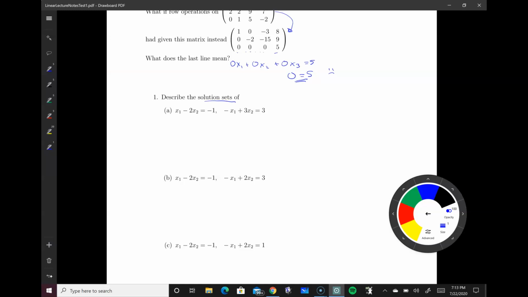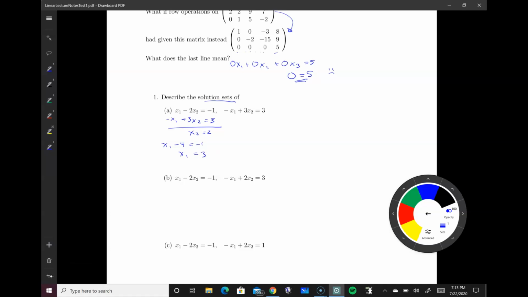So if I put this one underneath here, so negative x1 plus 3x2 equaling 3, and if I add these two equations together, I would get x2 is equal to 2. And you know that you can substitute back into any one of them. So I'll get x1 minus 4 is equal to negative 1. x1 is equal to 3.